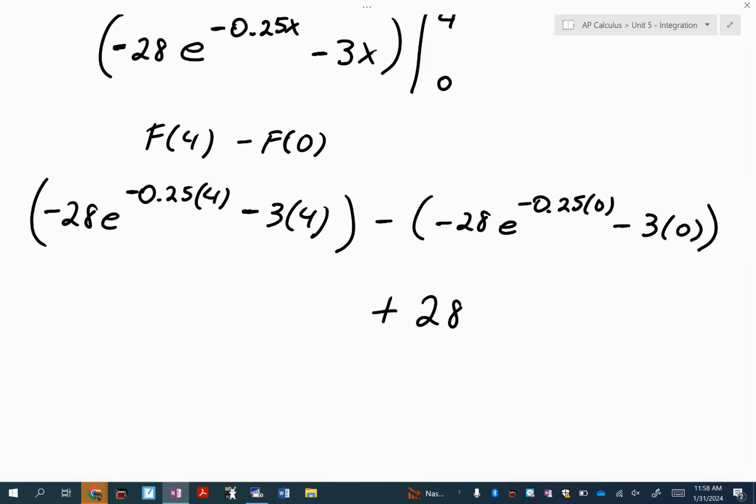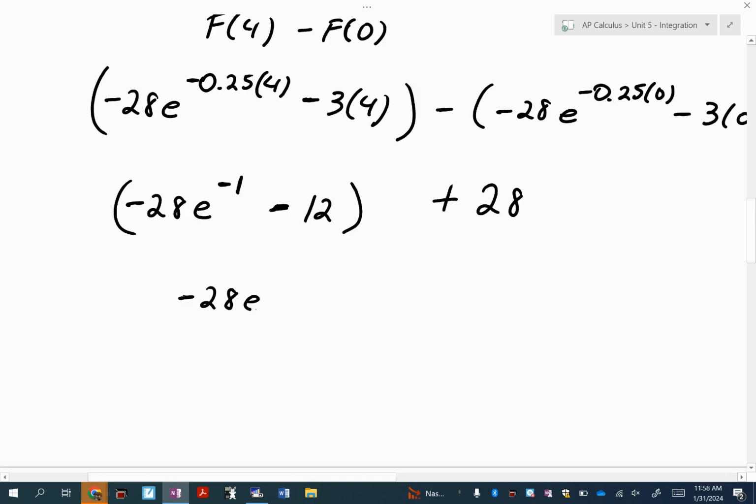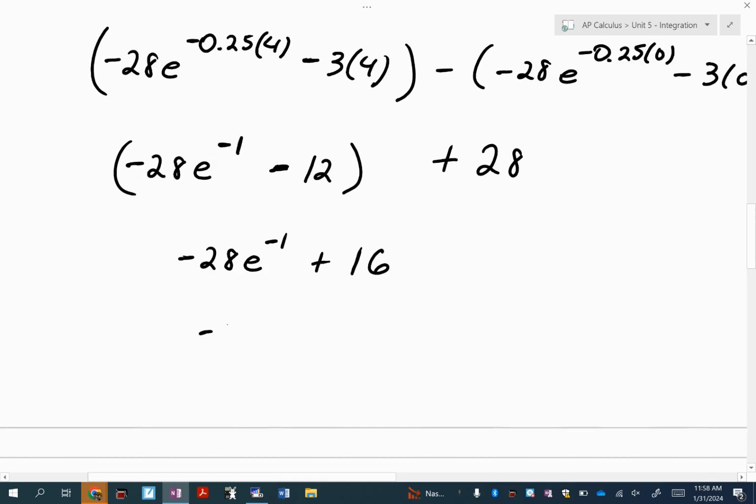Okay? Let's do this one here. I have negative 28e. What's negative 0.25 times 4? Negative 1. All right? And then I'm going to write minus 12. What is negative 12 plus 28? 16. I think this would be counted right in Delta Math. It's definitely right on the AP exam, but they might ask you in Delta Math to put negative 28 over e, because if it says e to the negative first power, you should move it to the denominator. But either of those are fine.